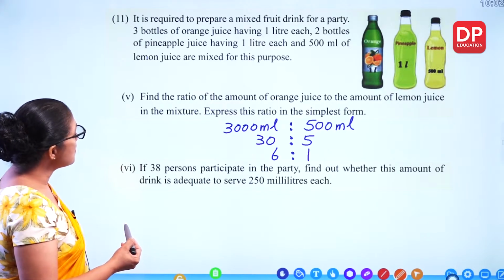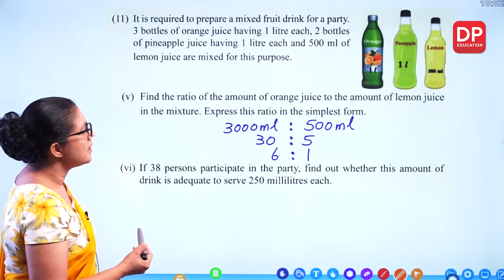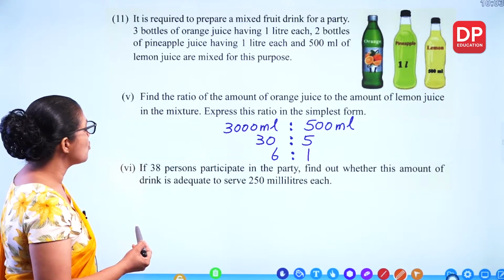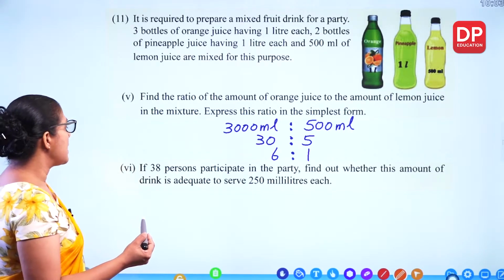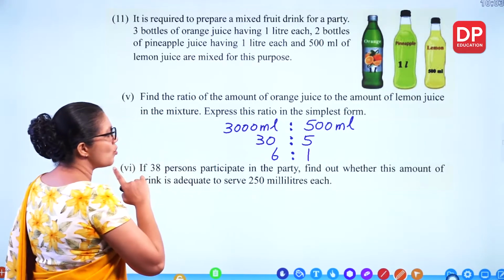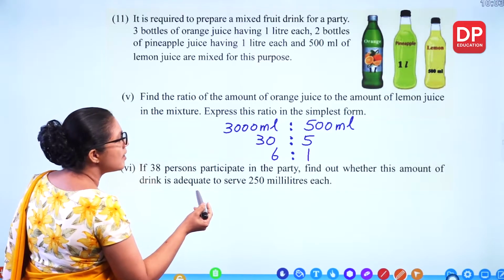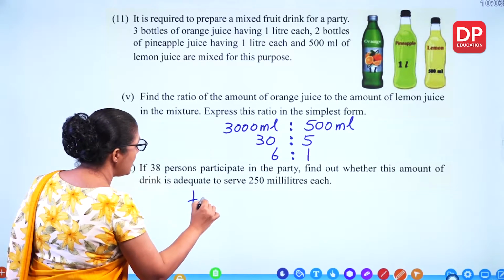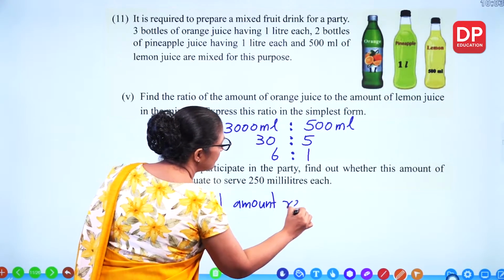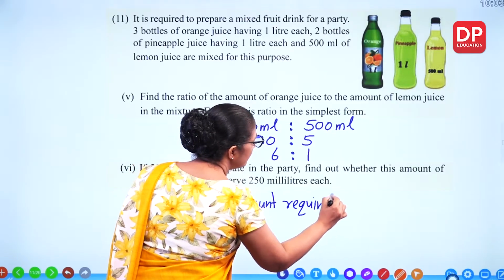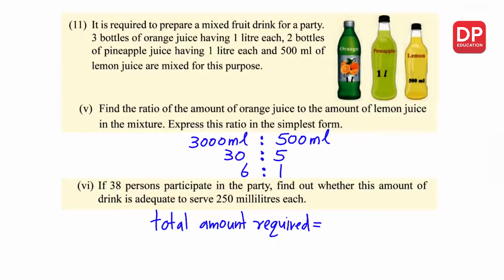If 38 persons participate in the party, find out whether this amount of drink is adequate to serve 250 milliliters each. So we'll see if each person gets 250 milliliters. So what's the total amount required? 38 into 250 milliliters we need. We'll multiply and see.